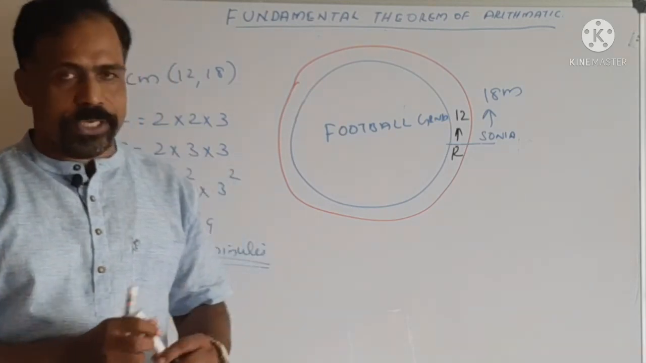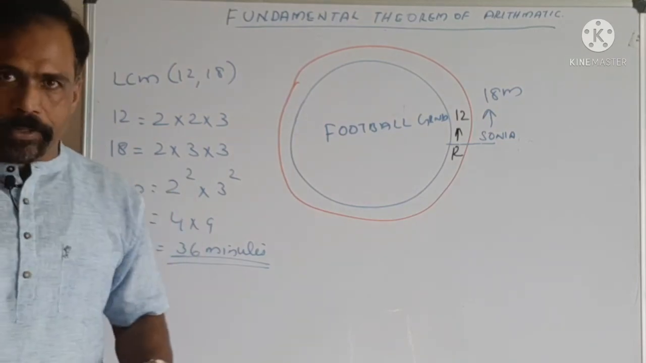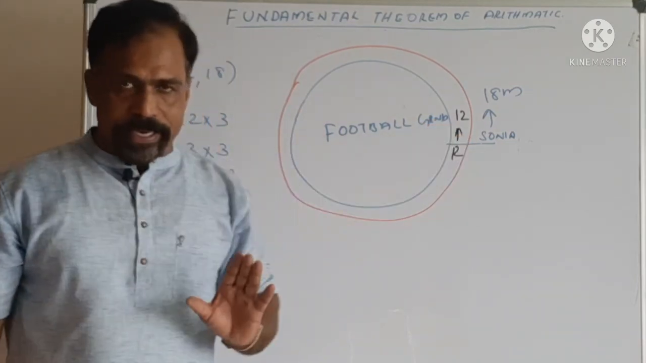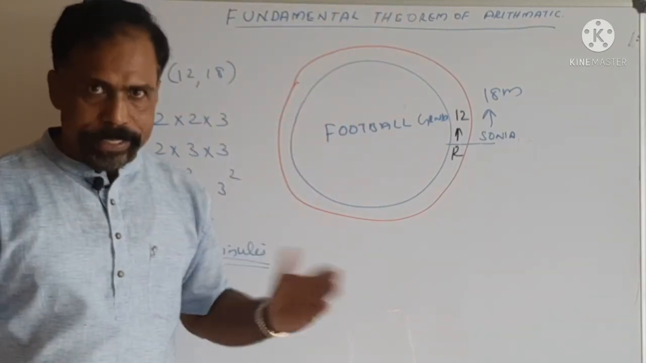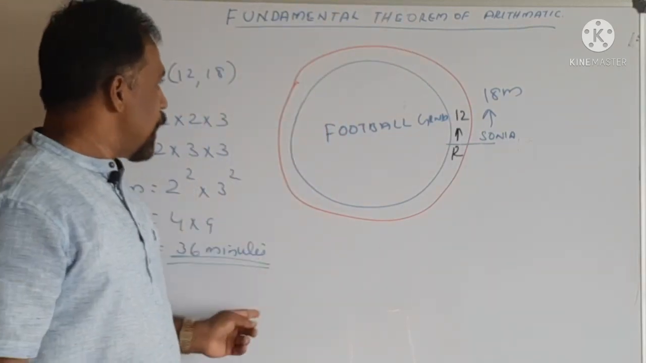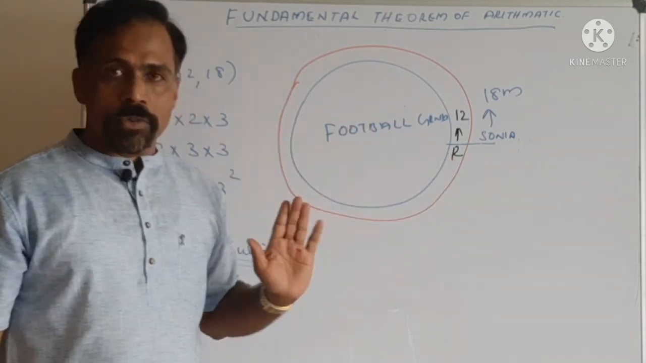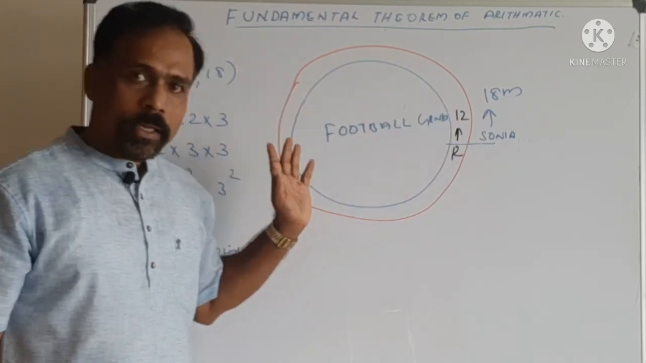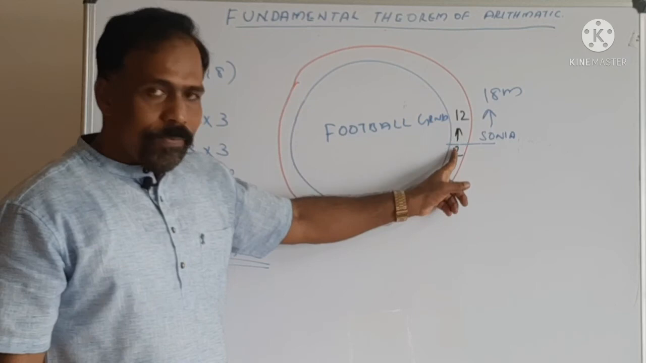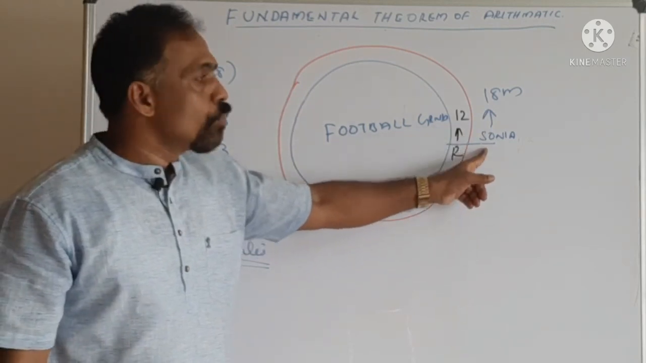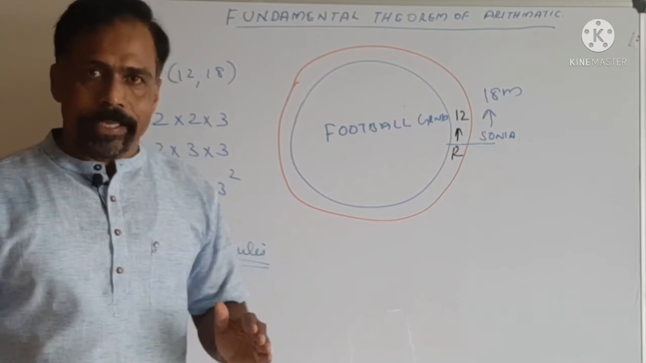Now, let us cross check whether our answer is correct or not. In 36 minutes, Sonia will cover 2 rounds because 2 into 18 is 36, and Ravi will cover 3 rounds because 12 threes are 36. So, Ravi will complete 3 rounds and Sonia will complete 2 rounds. In such questions, we have to take the LCM.